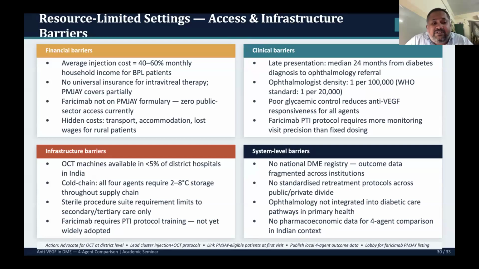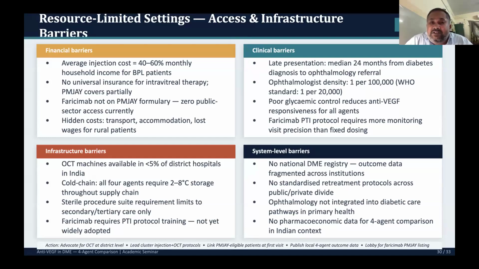There's infrastructure barriers. OCT machines are available in less than 5% of district hospitals. Cold chain, all four agents require 2 to 8 degrees of storage throughout the supply chain. Sterile procedure suite requirements limit it to secondary, tertiary care only. Faricimab requires PTI protocol training, not yet widely adopted. Then clinical barriers.